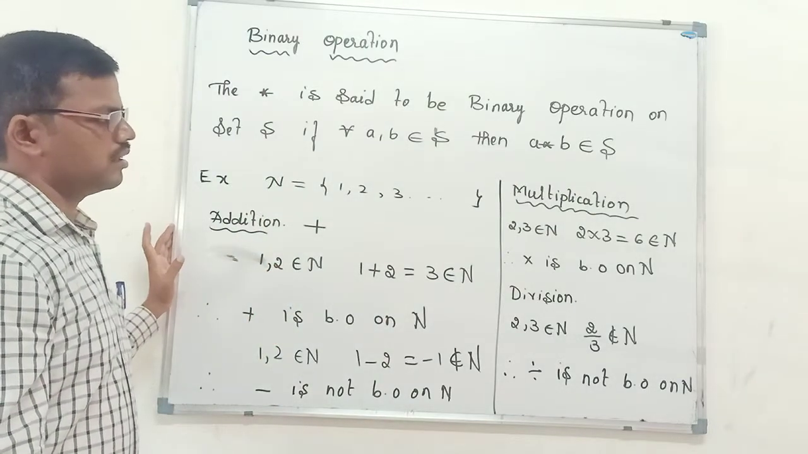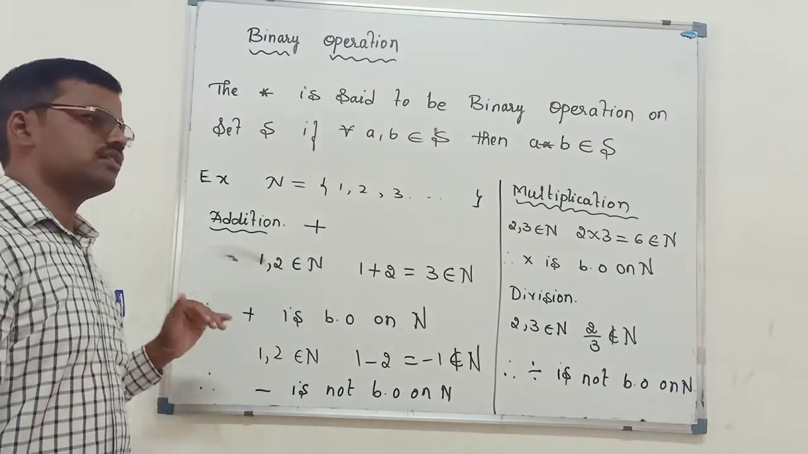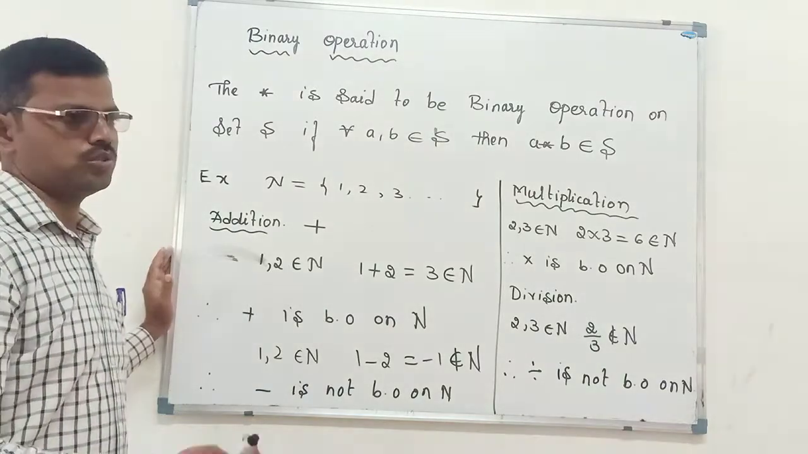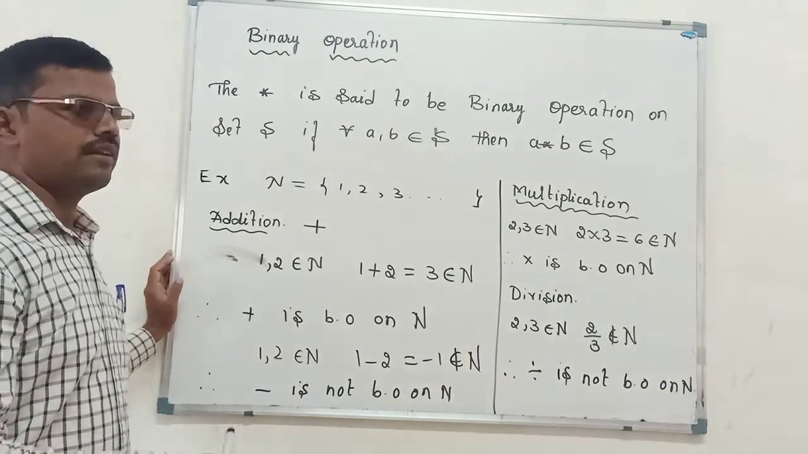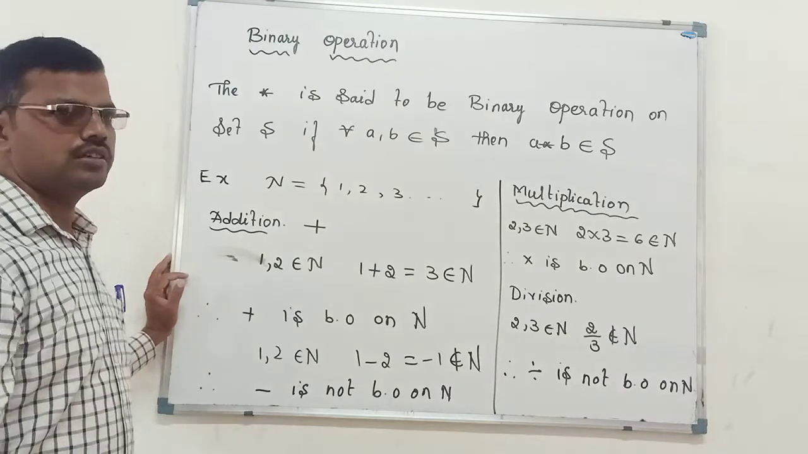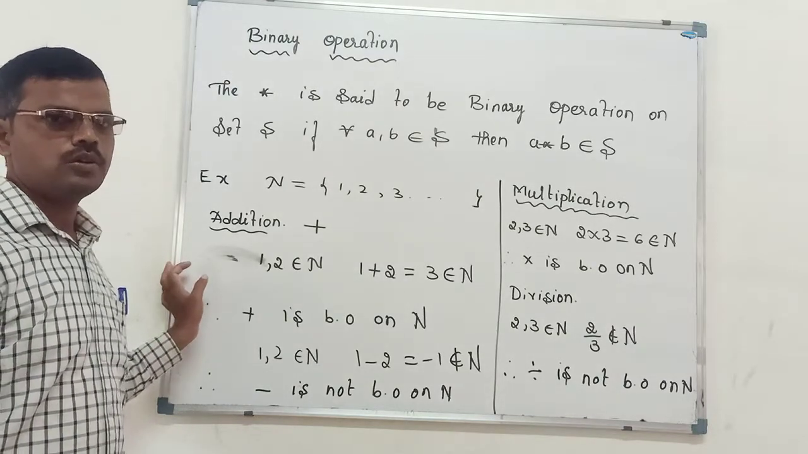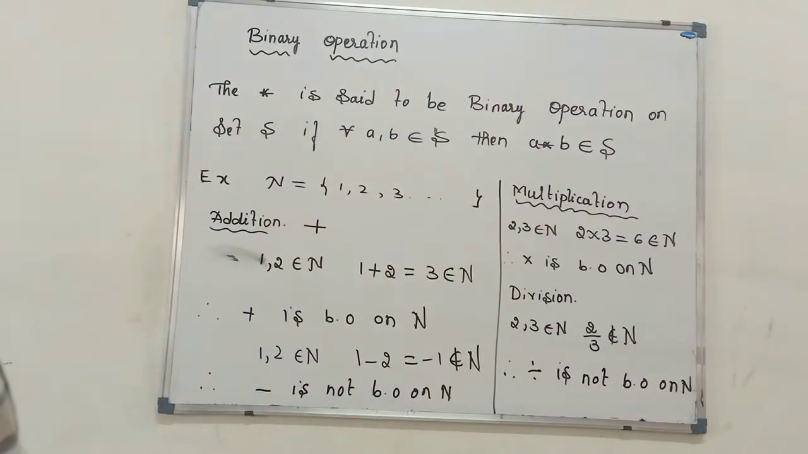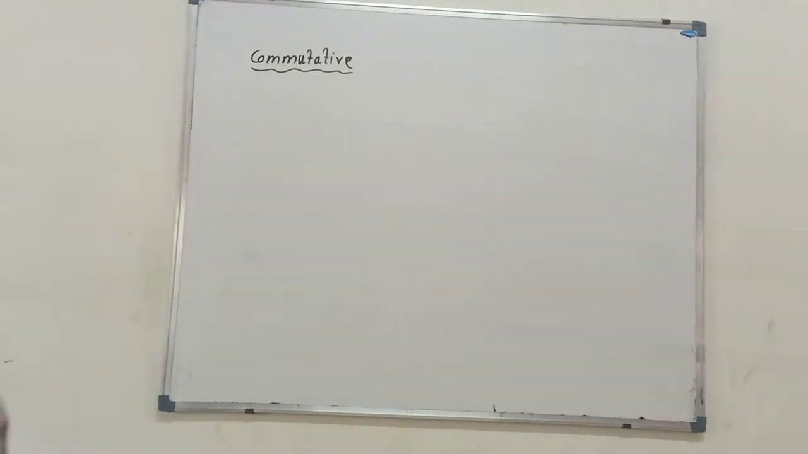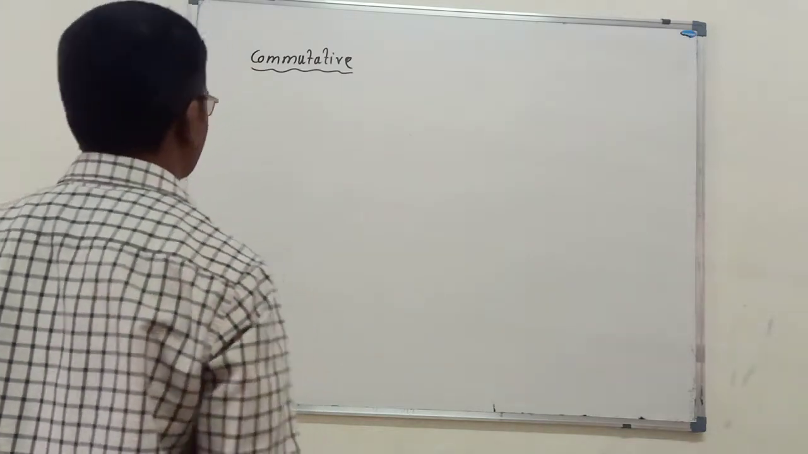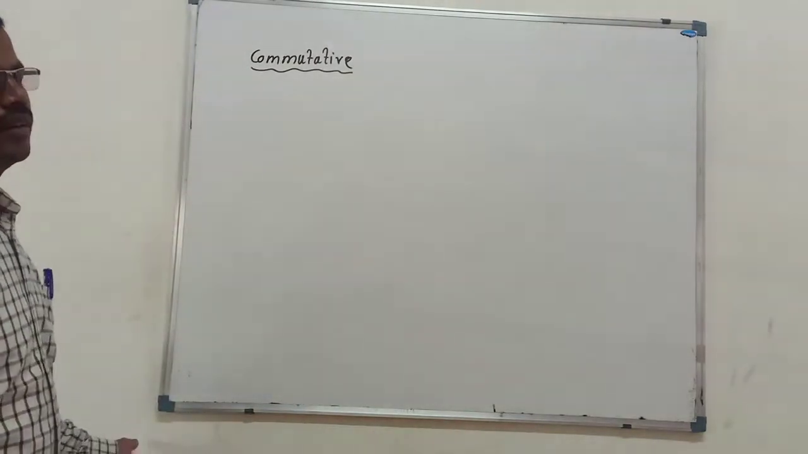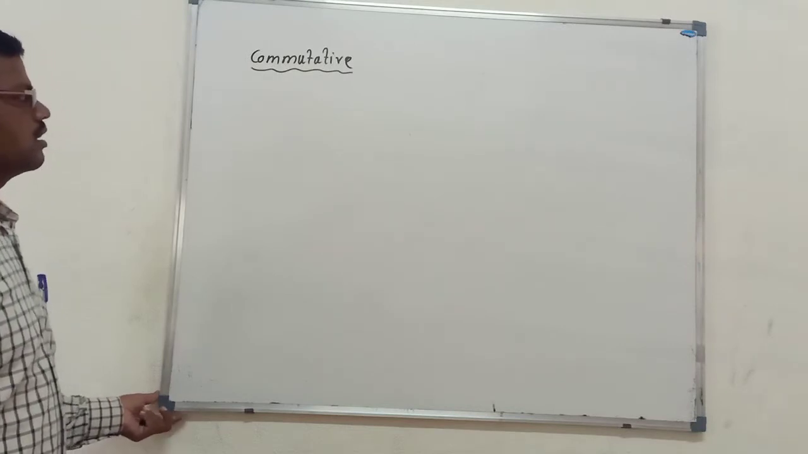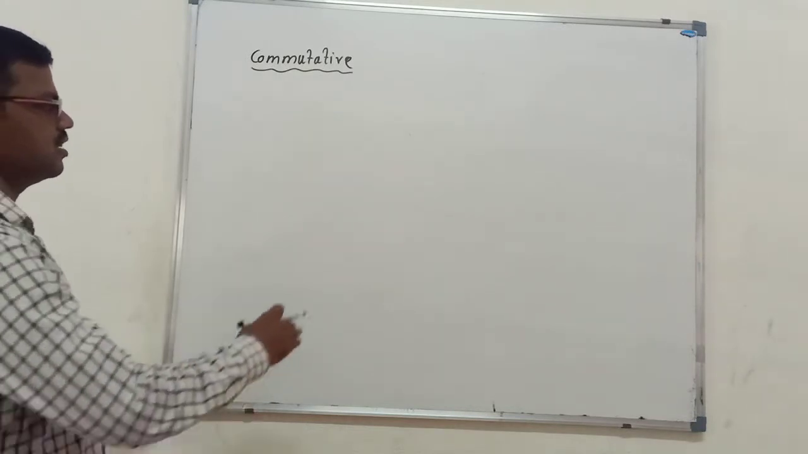So in this binary operation we have to study certain properties, for example the commutative property, associative property, the identity element, and the inverse element. Next we come to certain properties regarding the binary operation. When do we say that the binary operation star is commutative? Let me check.